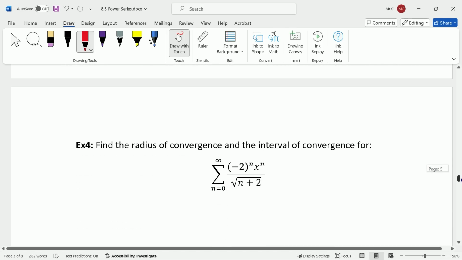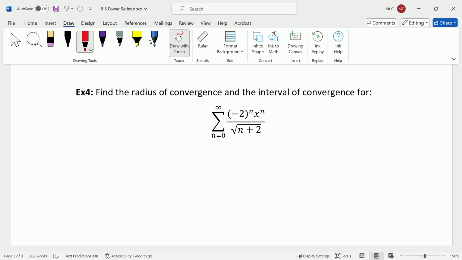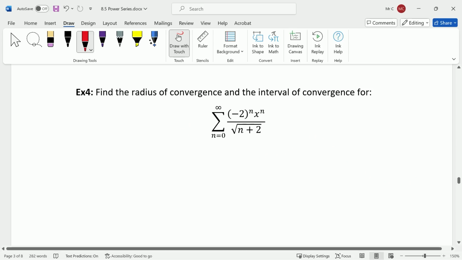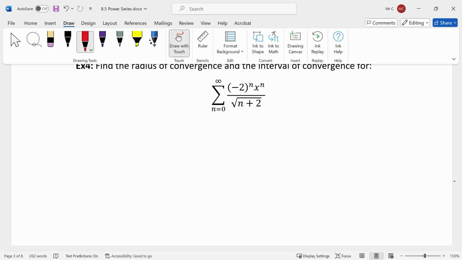Okay. So with that out of the way, let's go ahead and take a look at just a couple more examples. Find the radius of convergence and the interval of convergence for the sum from n equals 0 to infinity of negative 2 to the n times x to the n over the square root of n plus 2. Okay, we'll start out with our ratio test. We've got to write out our a sub n plus 1 over a sub n terms.